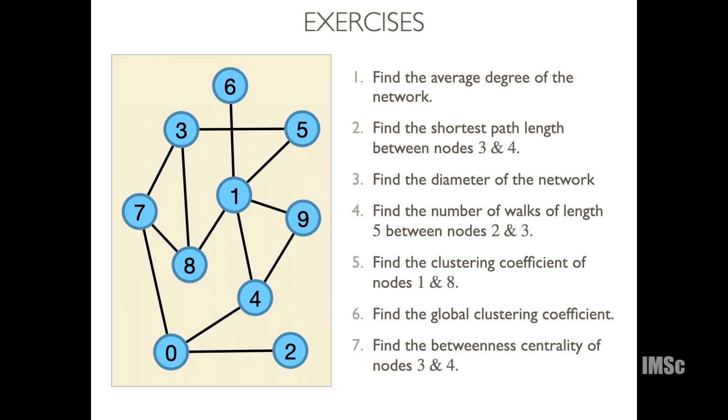Essentially, just either draw or take a photo of this network. You will leave it up for some time. This network has 10 nodes, and you should be able to now do all of this because all of these things have been discussed. So try and find the average degree, shortest paths between these nodes, diameter, number of walks, and so on, right?